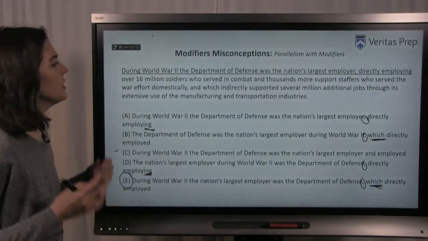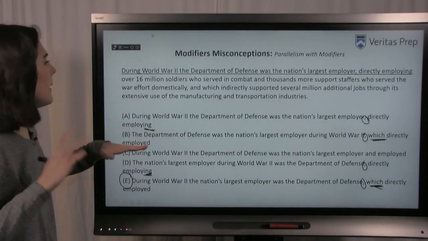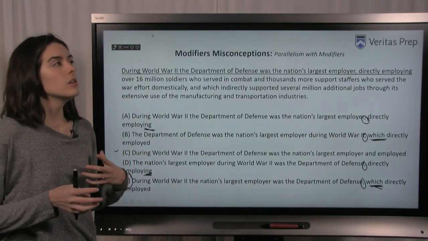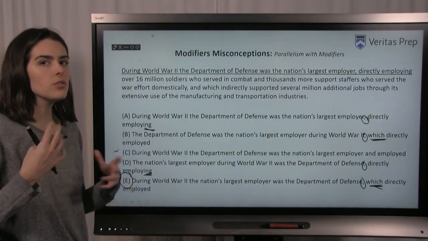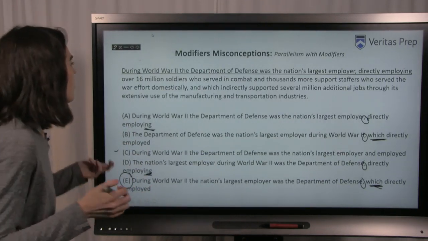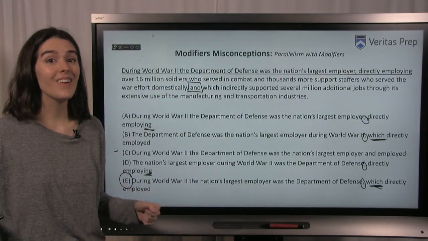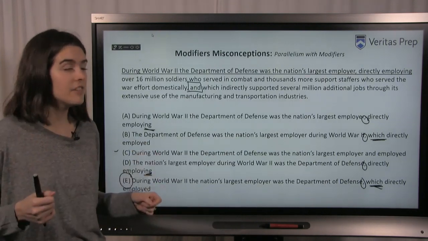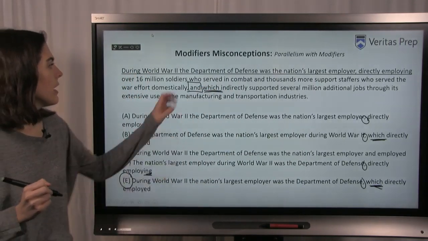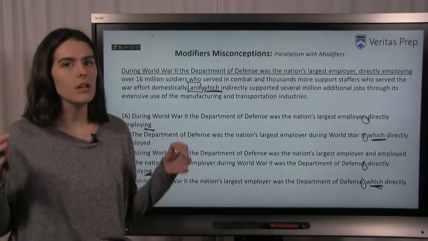All right, so we're going, all right, which one do I want, right? So we could try to think through the logic of it. And a lot of these actually logically make sense because they move around this first portion of the sentence a lot. So what we might be better served doing is hunting through the rest of the sentence to kind of go, what structure am I even dealing with here? What's going on? And what we're gonna see is the word and. Oh, and is a parallelism signifier, and it's followed by which. And which indirectly supported several million additional jobs. Oh, we have parallel modifiers here.